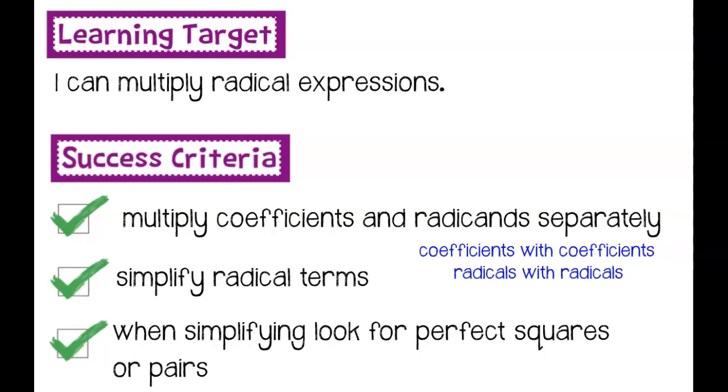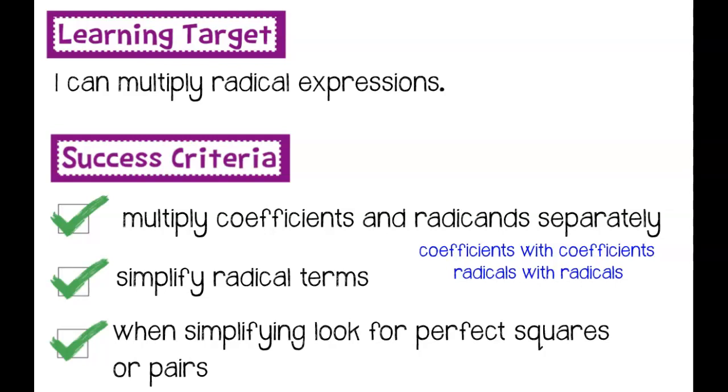You'll know you've been successful if you do the following three things. The first is to multiply the coefficients and radicands separately. That means coefficient numbers times other coefficient numbers, and radical numbers times radical numbers. When you're done multiplying, you always need to try and simplify your radical terms. And when you're doing that, you should simplify by looking for perfect squares or pairs of numbers.